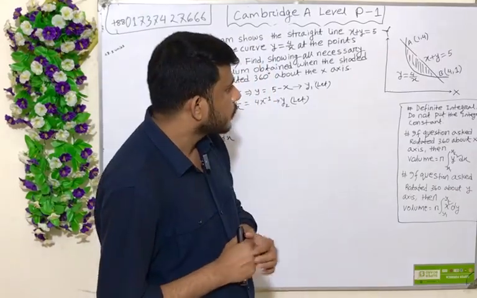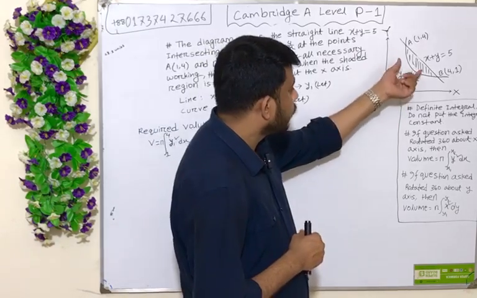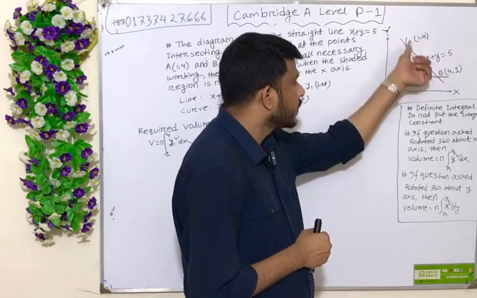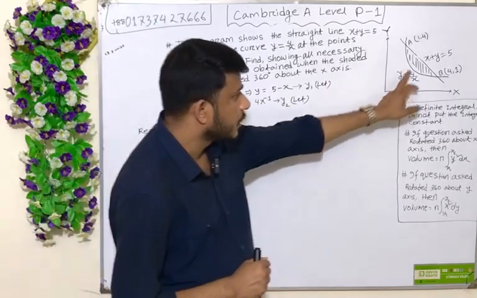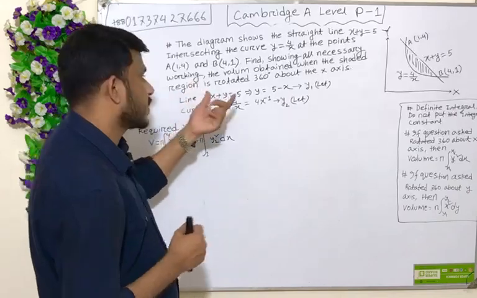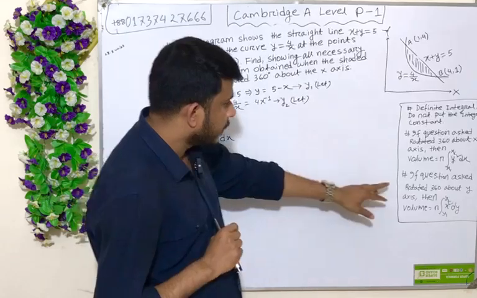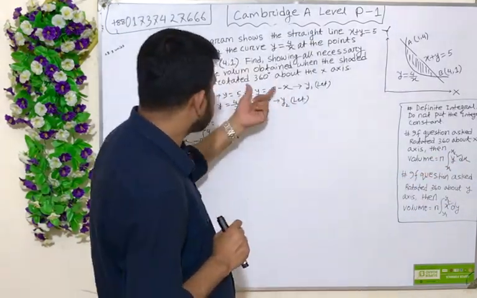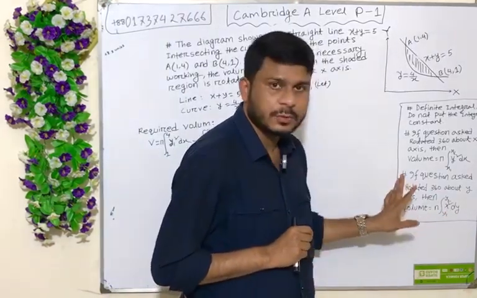If we want to find the volume of this shaded region, we subtract the volume of the curved line from the volume of the straight line, and then we can easily find the shaded region. One more thing we need to know: if the question says the region is rotated 360 degrees about the x-axis, we have to use the formula y square dx, and if it is rotated about the y-axis, we have to use x square dy.